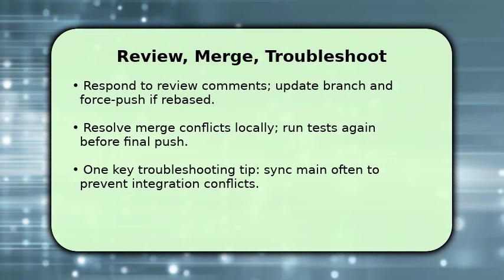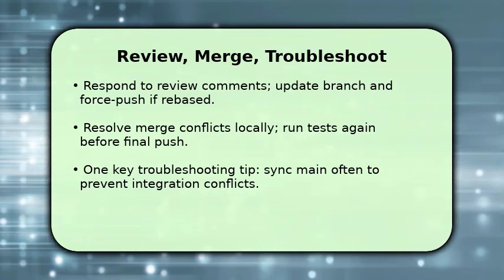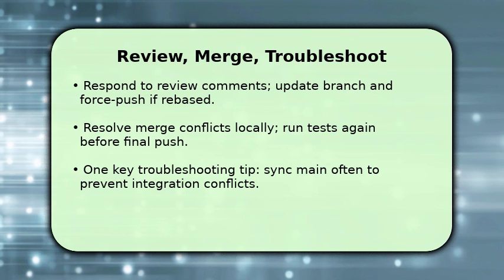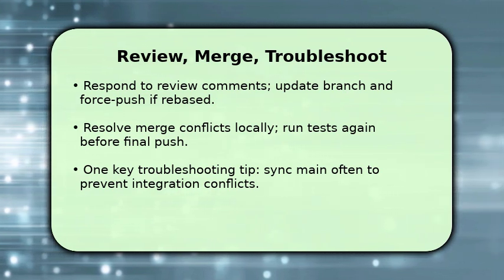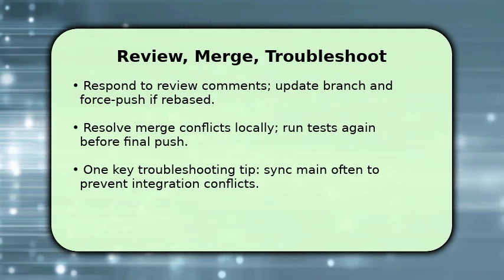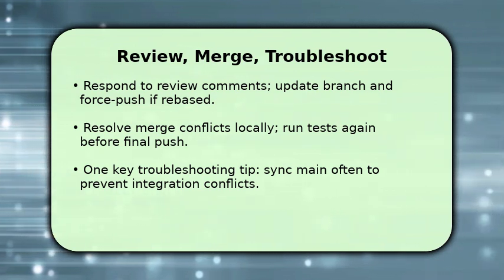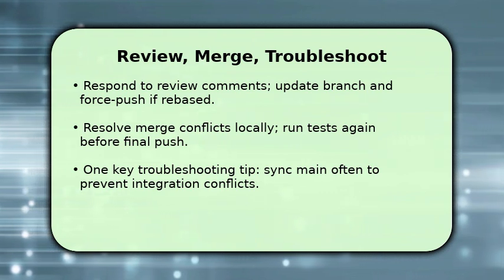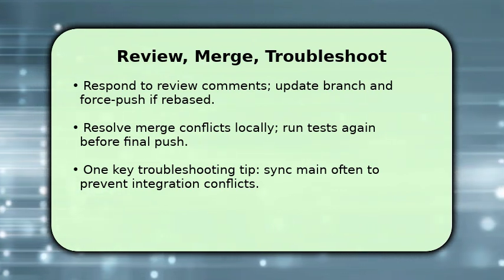You address reviewer feedback promptly and explain changes clearly in follow-up commits. This speeds acceptance. If you need to rebase to squash or reorder commits, force push the updated branch and note the change in the PR. When conflicts occur, resolve them locally, rerun tests, and only then push.